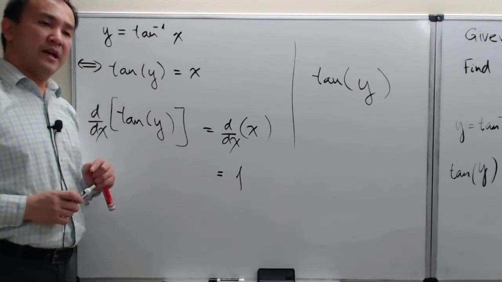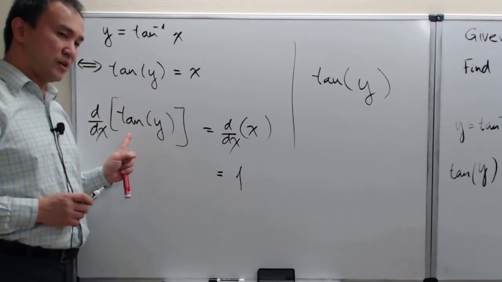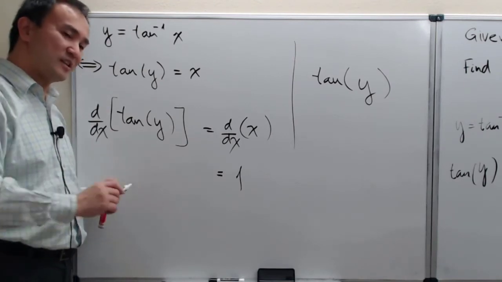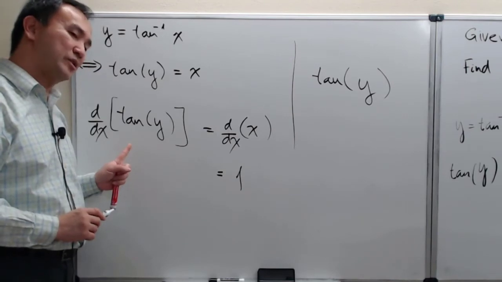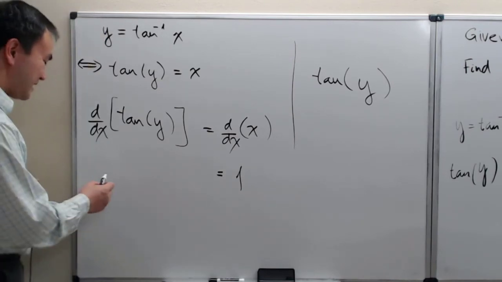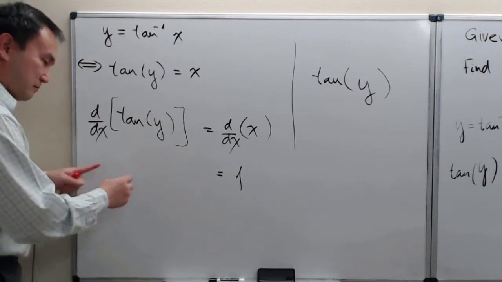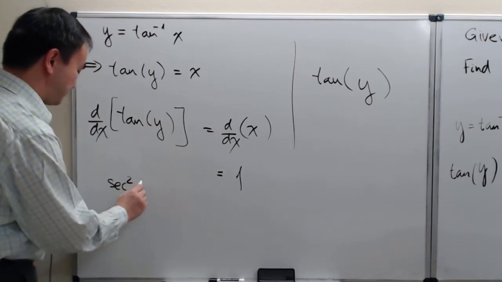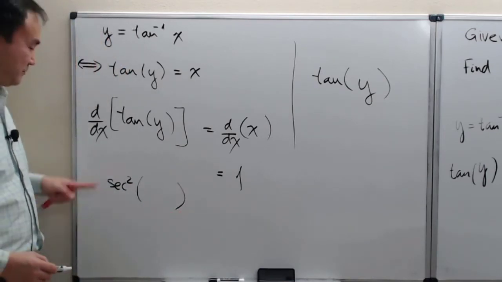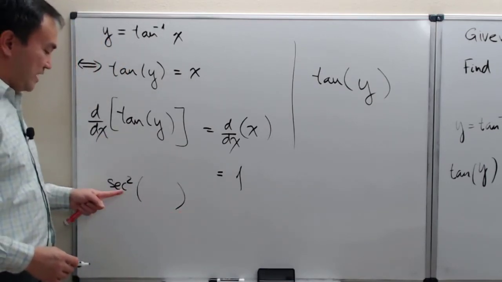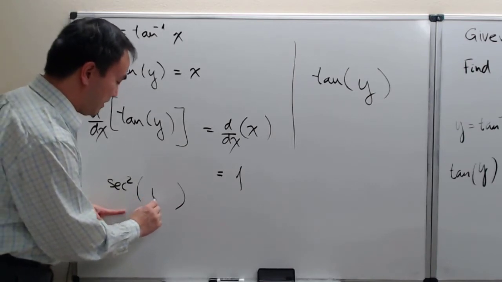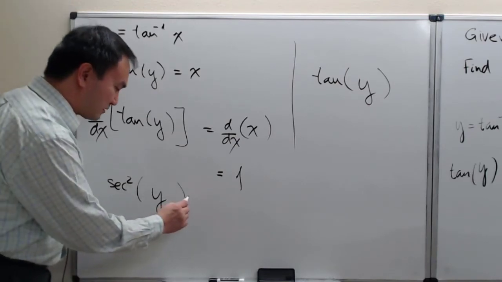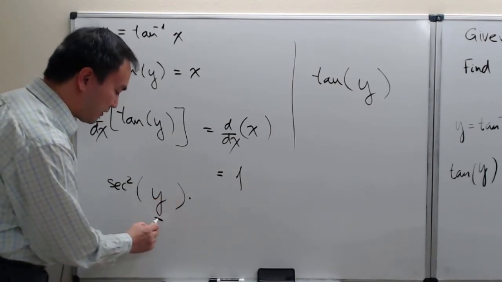The outside function is tangent. Recall for yourself, it was some lecture before this one that we looked at how to find the derivative of tangent. So the derivative of the outside function, tangent, is going to be secant square. Okay, that's the derivative for tangent. So secant square, and then the chain rule says we keep the exact same variable inside the derivative of the outside, and then we must multiply with the derivative of the inside.